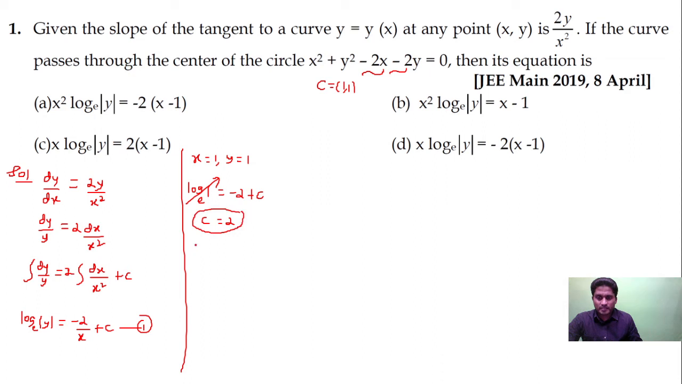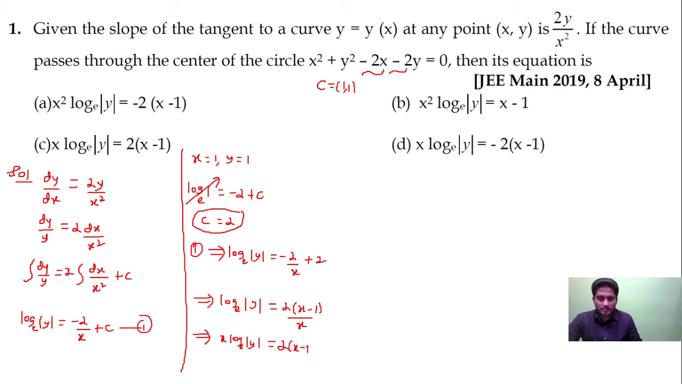Substitute back in equation 1. You will get log y to the base e is equal to minus 2 by x plus 2. So log y to the base e is equal to, cross multiply and take 2 common, 2 times (x minus 1) divided by x. Further, you cross multiply x, you get x into log y to the base e is equal to 2 into (x minus 1). That's the answer guys. Answer is option C. Let's move to the next question.